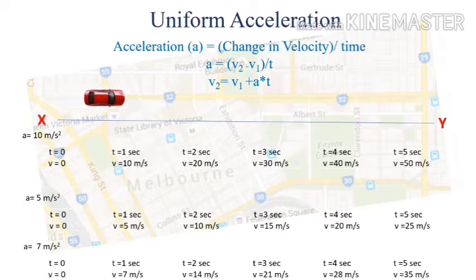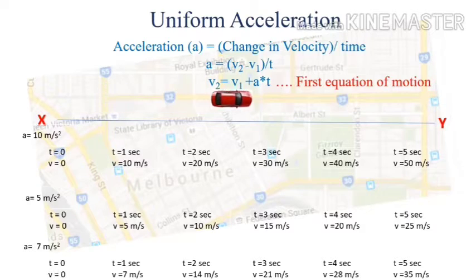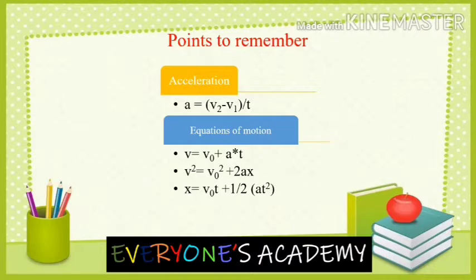If you look into the formula again, acceleration is equal to v2 minus v1 divided by t, and this can be simplified to write v2, that is v2 equal to v1 plus at. So this particular equation is known as the first equation of motion. Similarly, you should remember two more equations.